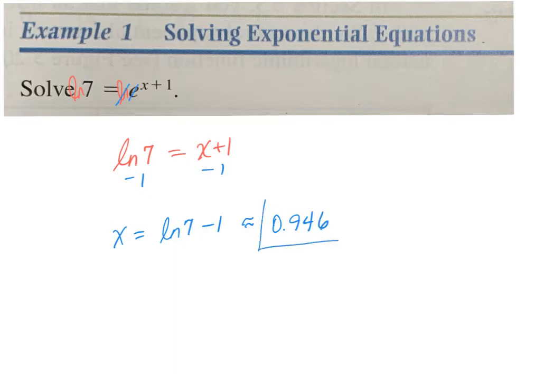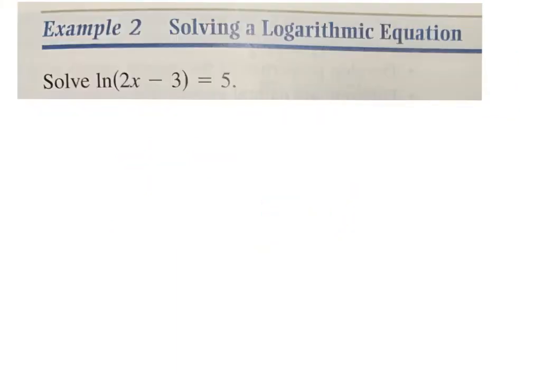On the left-hand side, you will have the natural log of 7. And on the right-hand side, the natural log and the e cancel each other out, and you will just have that x plus 1. And so to solve for x is rather simple. x is going to equal the natural log of 7 minus 1. Remember, natural log of 7 is an actual number, so you put that into your calculator. They rounded to the nearest thousandths, so 0.946 is what they got for x here.